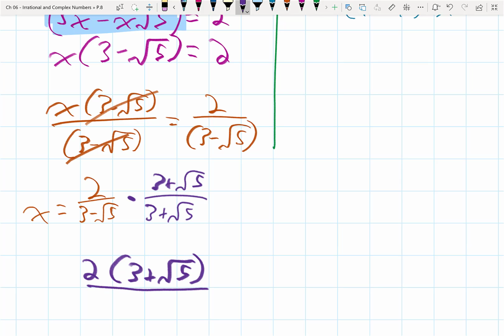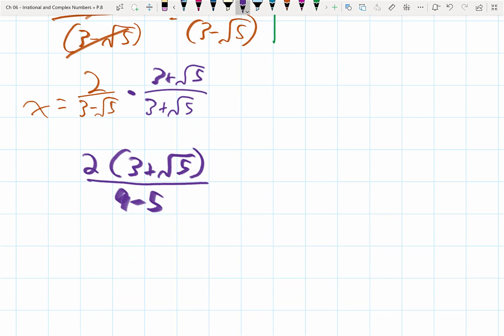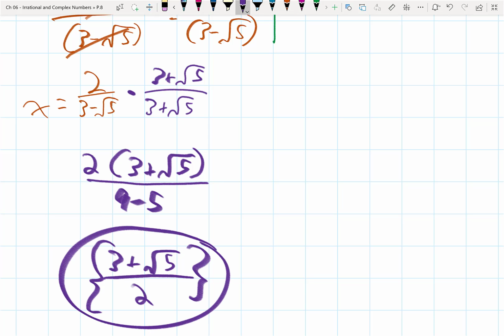In the denominator we get 9 minus 5. So I end up with 3 plus root 5 over 4, which, we can cancel the 2 and the 4 to give me 2 on the bottom. And again, if you were in the olden days and you want to know what 3 plus root 5 over 2 is, it wouldn't be hard to take 2.23, add 3, and then divide by 2 and get an approximation. So that goes in set notation. That's your complete final.